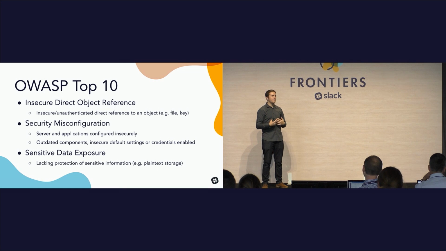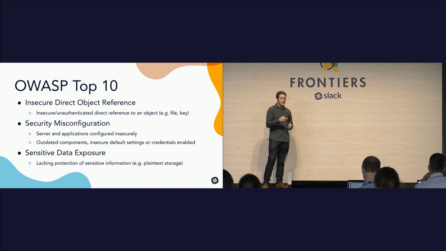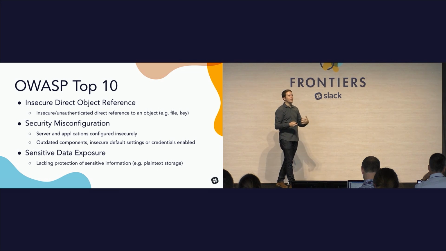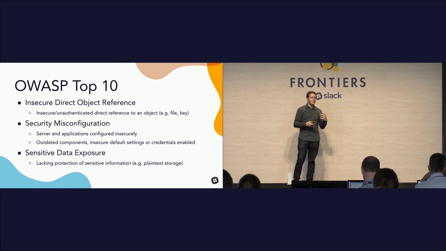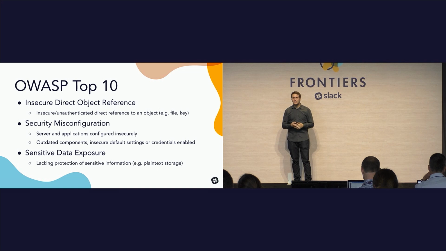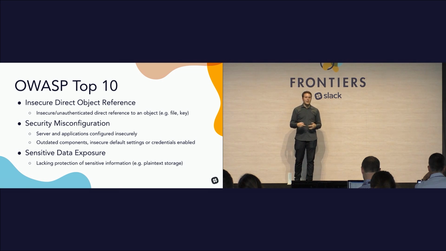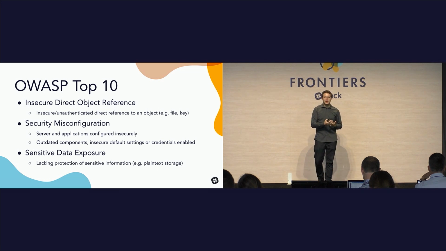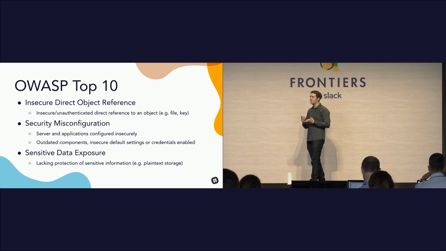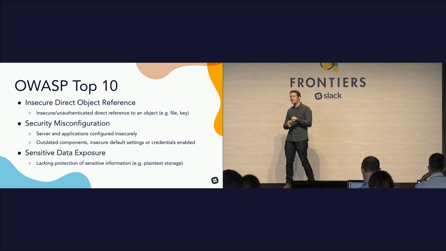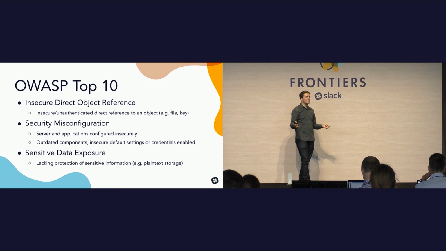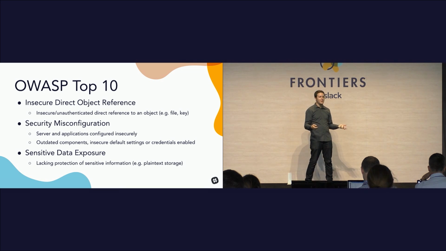If you have a file hosting service, for example, you don't want every file ID to just be incremental. You want it to be unguessable. The next is security misconfiguration. This is a general vulnerability type: servers and applications that are configured insecurely. They might be running outdated components or have insecure default settings or credentials enabled. If you leave admin as a login to your admin portal, that's an example of security misconfiguration. So you want to make sure you follow best practices.